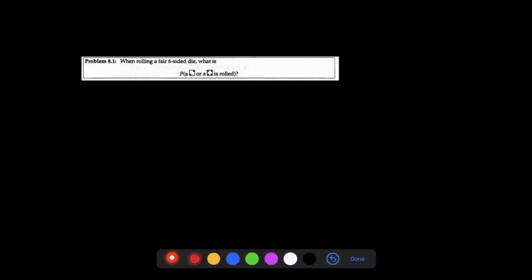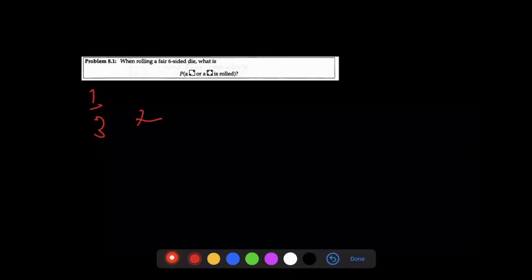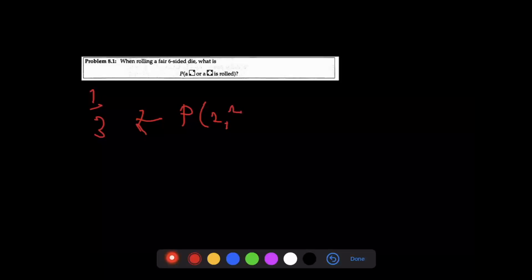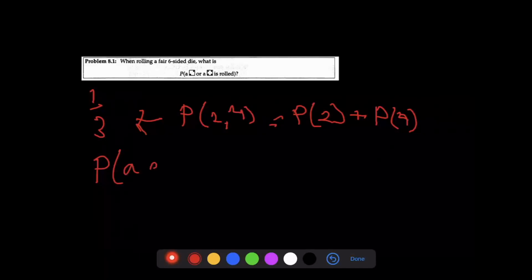Or we can go like, the probability of, well, we know it's 1/3. And we might notice that the probability of a 2 or a 4 is equal to the probability of a 2 plus a 4. This is actually true because they're mutually exclusive, which means that the probability of both of them occurring is equal to 0. In this case, they are mutually exclusive.